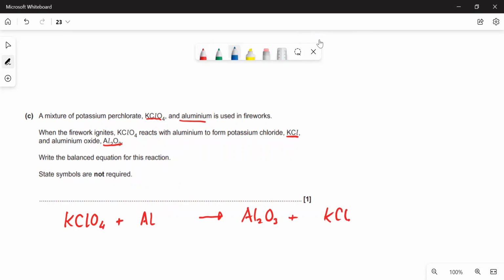Well, we can see we're going to have a bit of a problem here, because we've got 3 oxygens there and we've got 4 there. So let's make that up to 12 oxygens altogether. So we can do 3 lots of 4 is 12. That means we're going to have 4 lots of 3 there. That's how I would do it. Now that means we've got 3 KCl. And how many aluminiums? Well, we've got 8 on the right, and so we need to put a big 8 there.